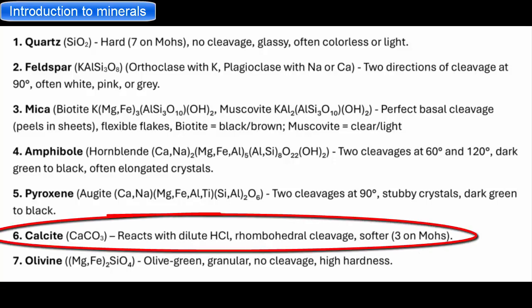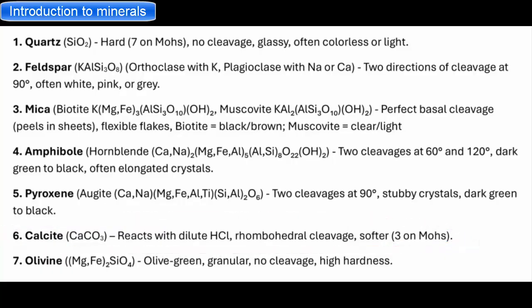The other thing to be aware of is that sometimes they include other versions. So feldspar can be plagioclase or orthoclase. Mica can be muscovite or biotite. One's white, one's black. And some of them go by different names like hornblende or augite.